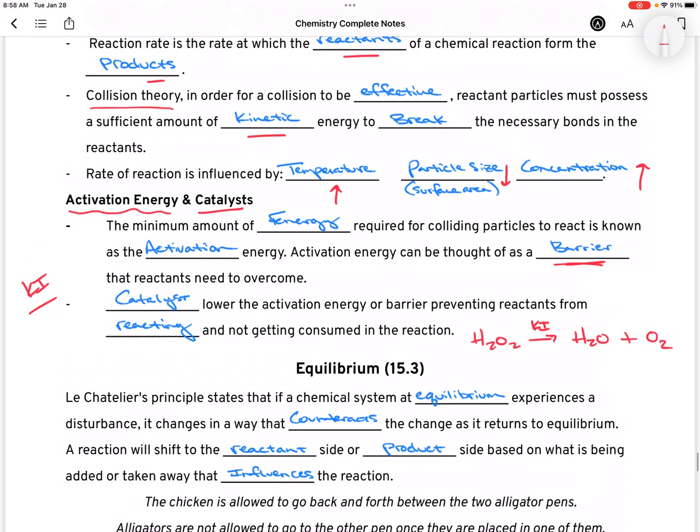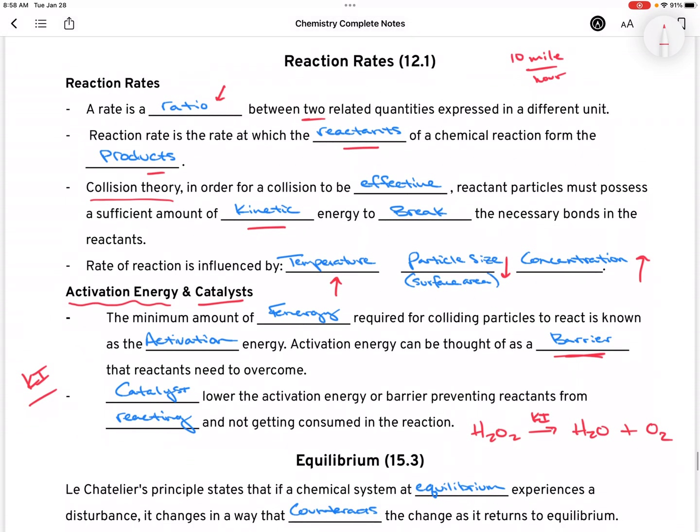All right, that's about it for reaction rates as far as my class is going. But if you go into college, there is going to be much more to this. We do a lot more problems in math, etc. But we're just trying to hit the big overarching ideas.